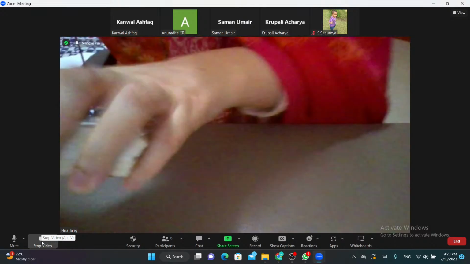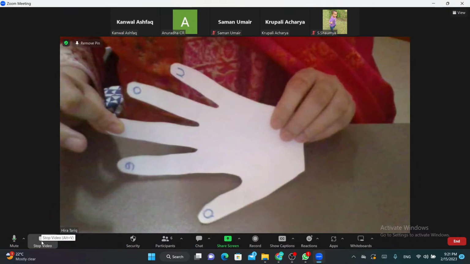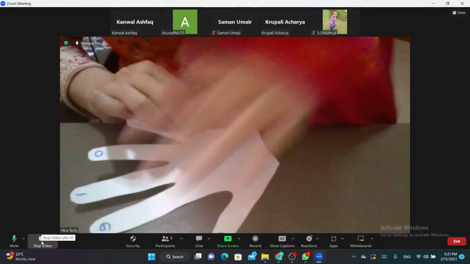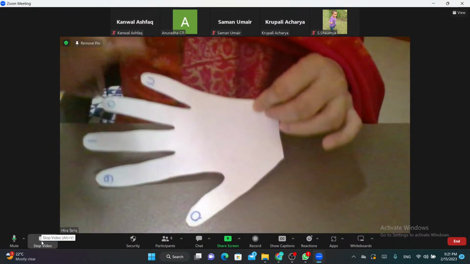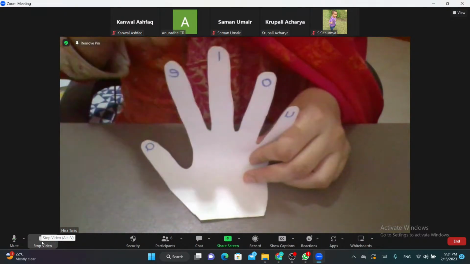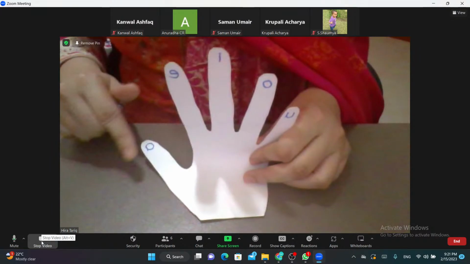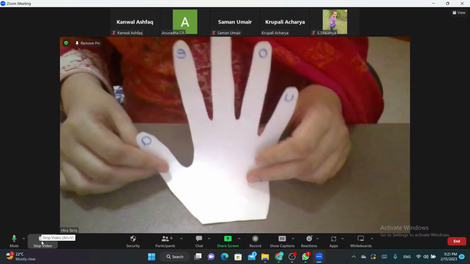Once you have taught children vowels, you need to make this hand with them, okay? Just to keep it a little multisensory and to help them recall the vowels. Ask them to put their hand on a piece of card sheet or any paper, draw it, cut it, and write these. A, e, i, o, u are short vowels that we use. A vowel is in every word.